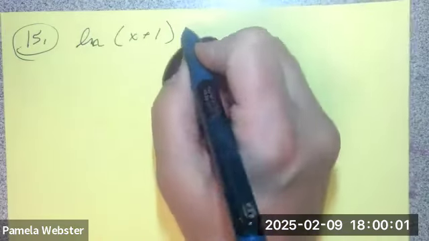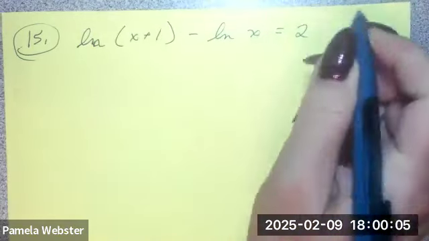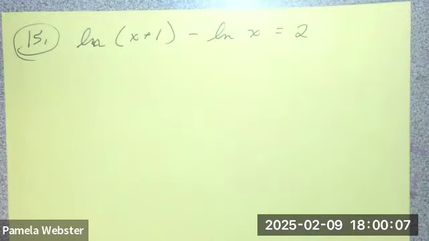ln of x plus 1 minus the ln of x equals 2. Again, I see I've got two different logarithms equals a number. I can't convert yet, so I'm going to push pause. I'm going to tell you to go work this problem out. I'm going to work it out, and then we'll come back real quick.